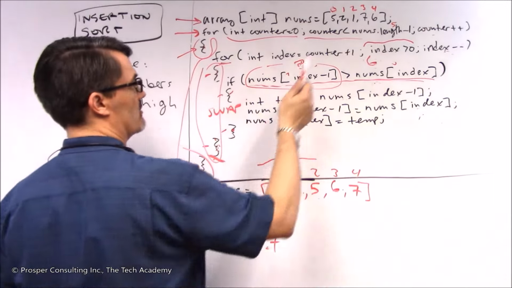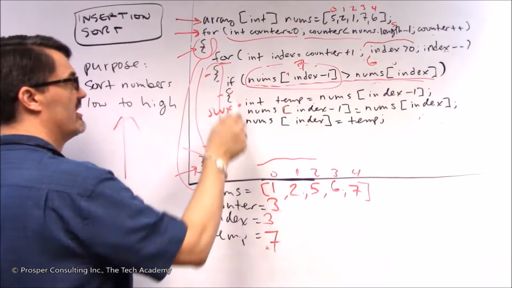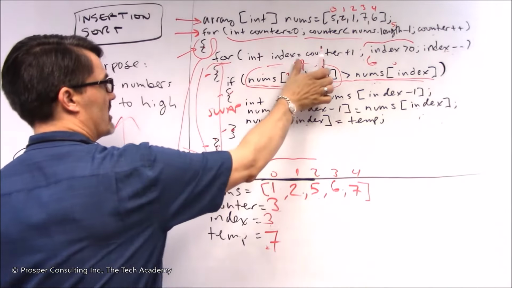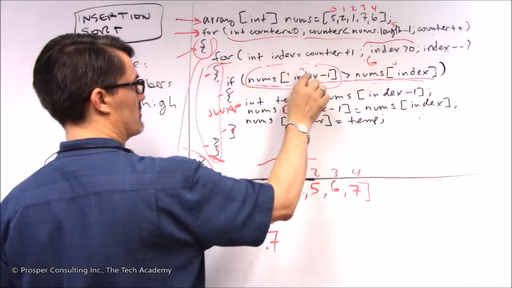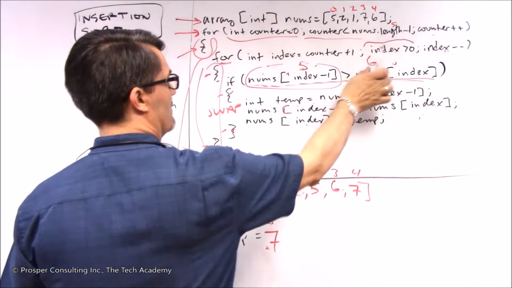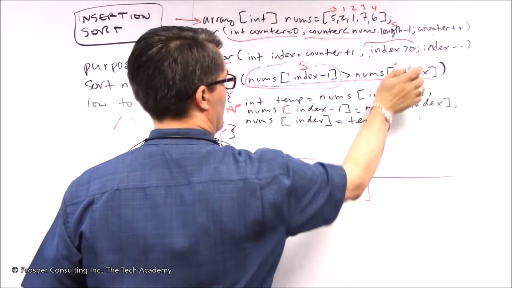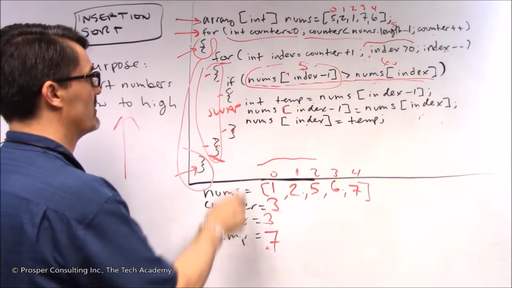Then we check the conditional. Is index 3 greater than 0? Yeah, it is. Let's execute. So let's check the conditional. If the element at 3 minus 1, 2, which is 5 right there, is greater than the element at the array position 3, 6. Oh, it's not greater than, so we don't do this.